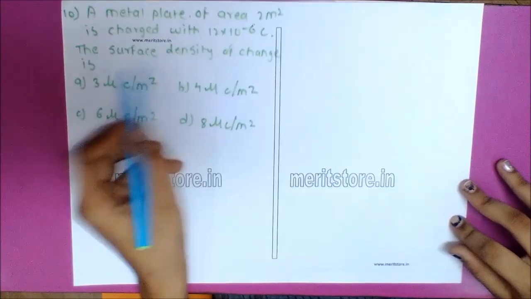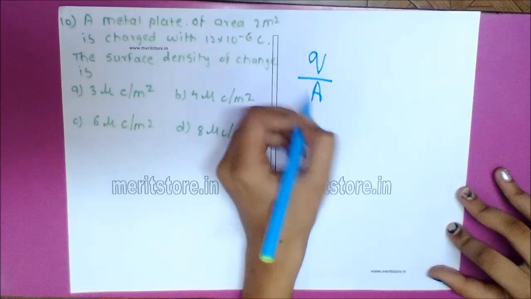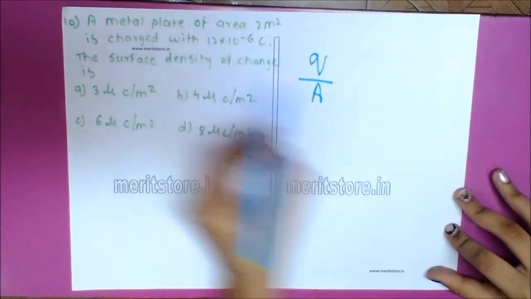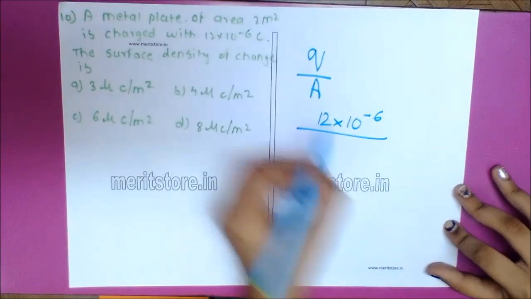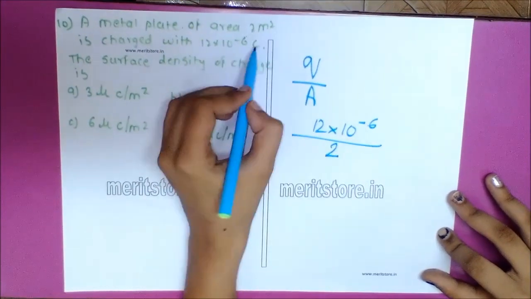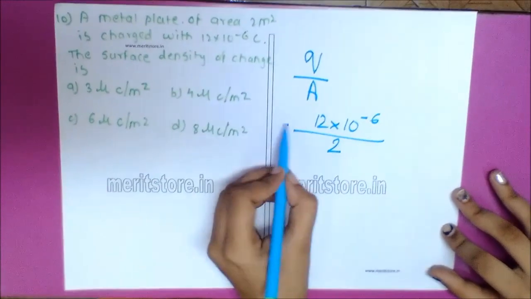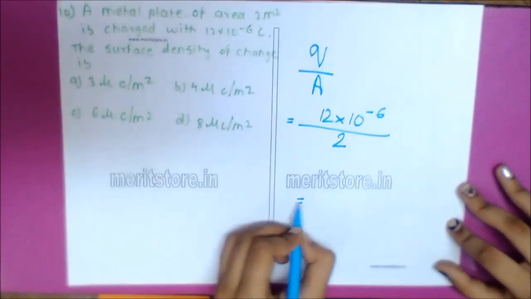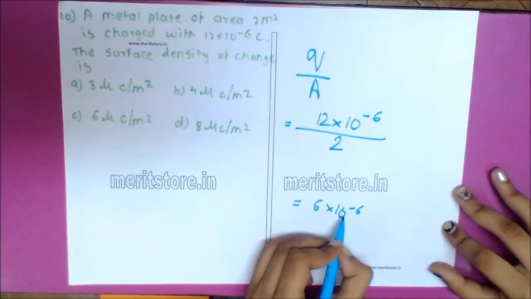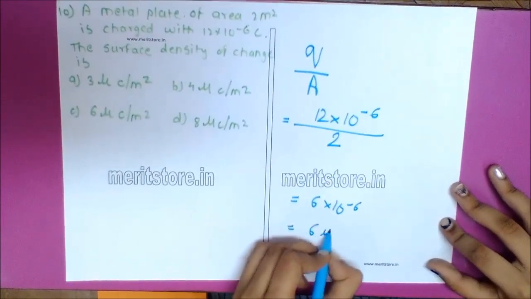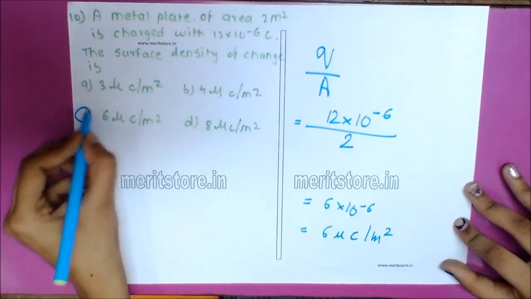Over here I have to find the surface density. The surface density formula is Q by A. Both of these are given to us. Q is given as 12 into 10 raised to minus 6 and A is given as 2. Both are in proper units, so we do not have to change the units. We simply solve this and get 6 into 10 raised to minus 6. Converting this into mu, we get 6 mu coulomb per meter square. Option C is the correct option.